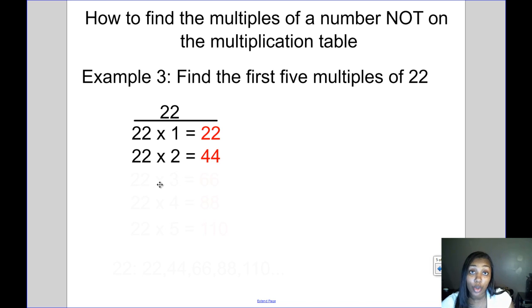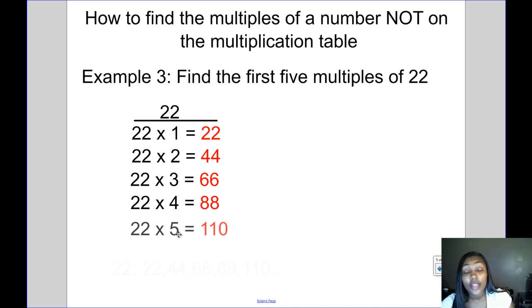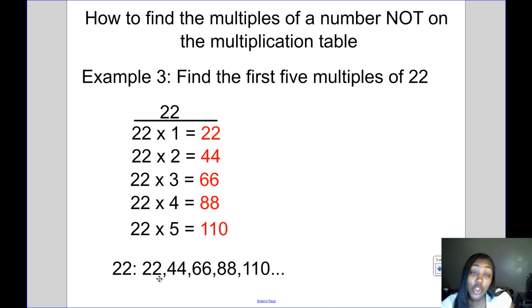Then we'll do 22 times 3, and that gives us the next multiple, which is 66. Then we'll do 22 times 4, and that gives us the next multiple, which is 88. And then we'll do 22 times 5, and that gives us the next multiple, which is 110. And we could keep going like this. We could do 22 times 6, 22 times 7, and on and on and on, depending on how many multiples you're asked to give. So again, the first 5 multiples of 22 are 22, 44, 66, 88, and 110.